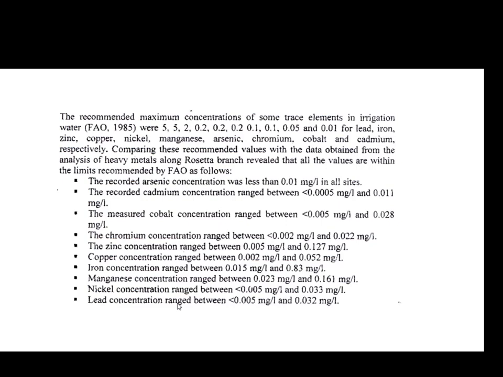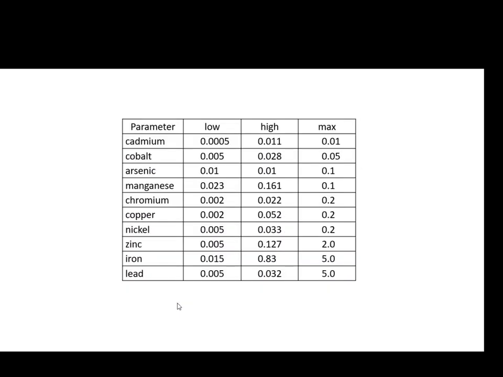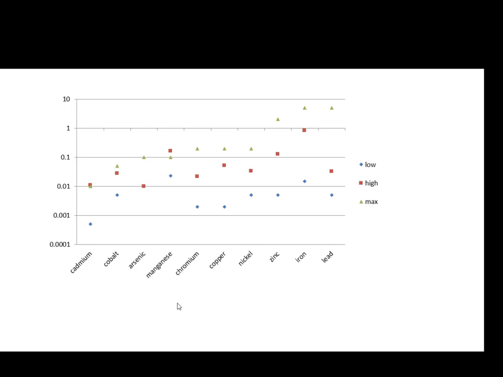Excel allows us to do a lot of things. This is another example, water quality measurements compared to the values in the FAO standards. Here, this is the table. We have different chemical parameters. We have low value, high value, and maximum value dictated by FAO. And because the numbers are many orders of magnitude different, I use a logarithmic scale and I use markers only to show the low, high, and maximum. And by looking at the graph, we can know the parameters which go beyond the limits, like cobalt here.